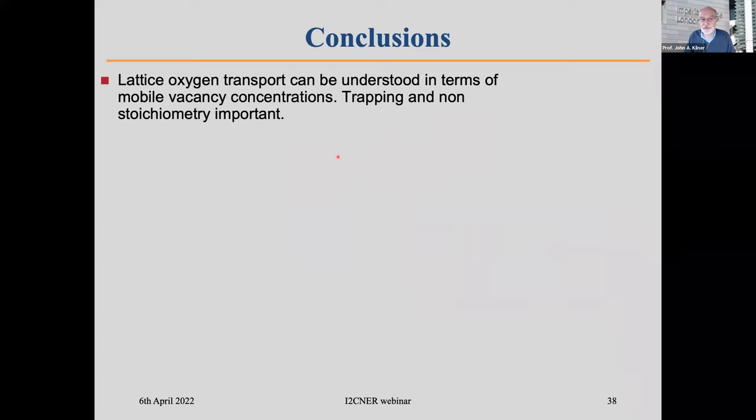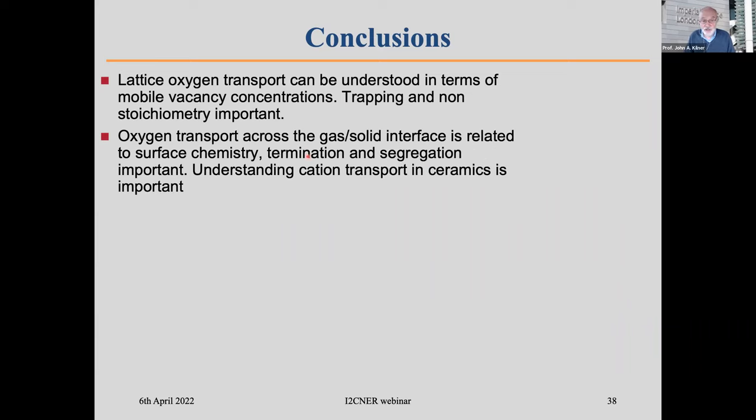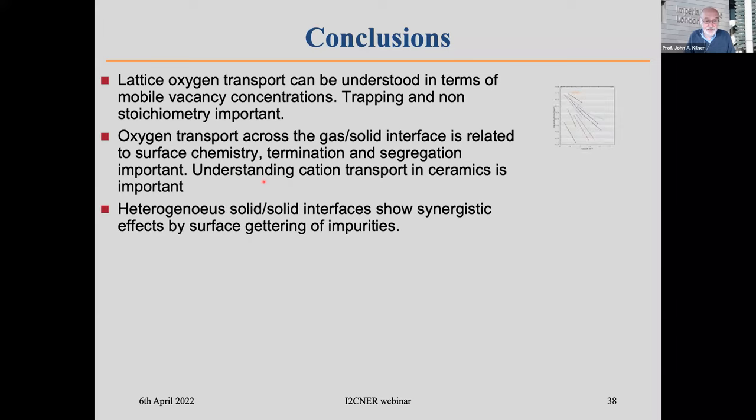So the conclusions. Lattice transport of oxygen can be understood in terms of these mobile vacancy concentrations. Trapping and non-stoichiometry is important. Oxygen transport across the gas-solid interface is related to surface chemistry. Termination and segregation are important, as is the non-stoichiometry. Understanding the cation transport in ceramics is also an important factor because the segregation kinetics are limited by the transport of these cations to the surface and indeed to grain boundaries.